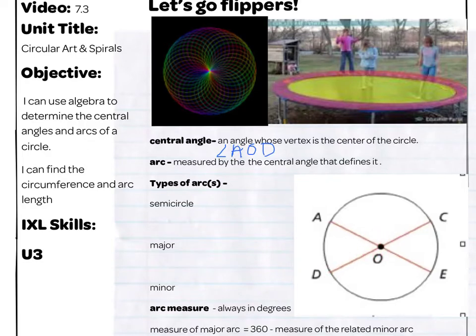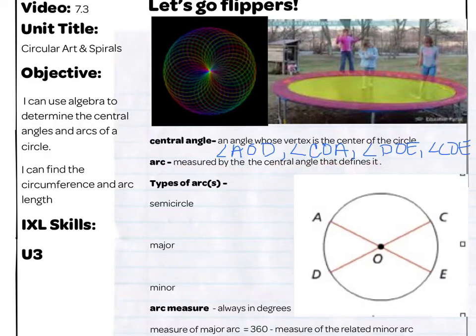So let's go with another couple of these. Now I've listed the other three. We have angle COA, we've got angle DOE, and we've also got angle COE. All of those are central angles. Very nice. All right, so now let's look at arc. We've been using this word a bit already, but I want to clearly define it for you. An arc is going to be measured by the central angle that defines it.